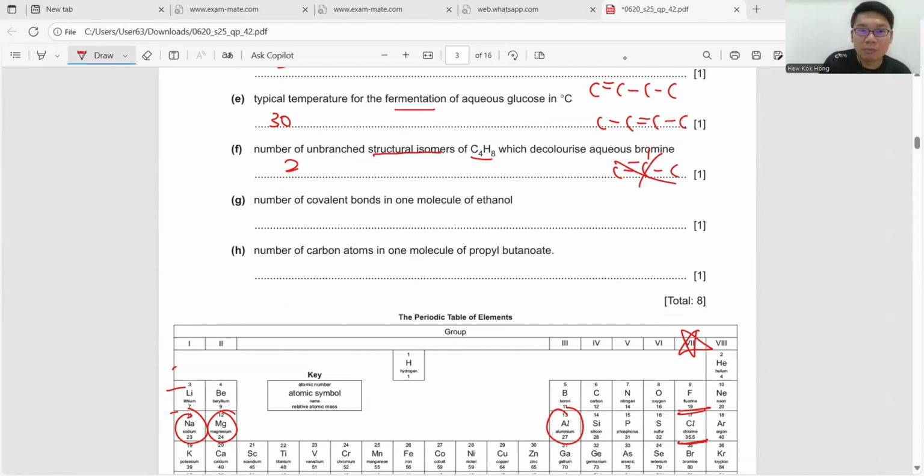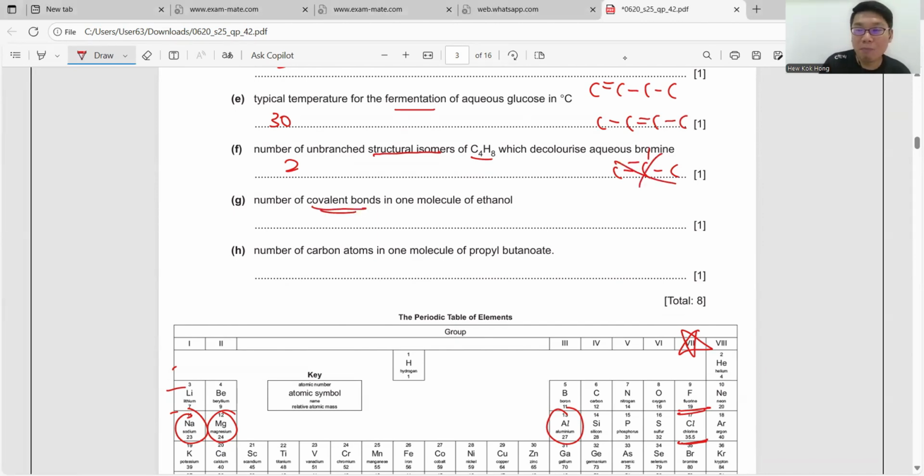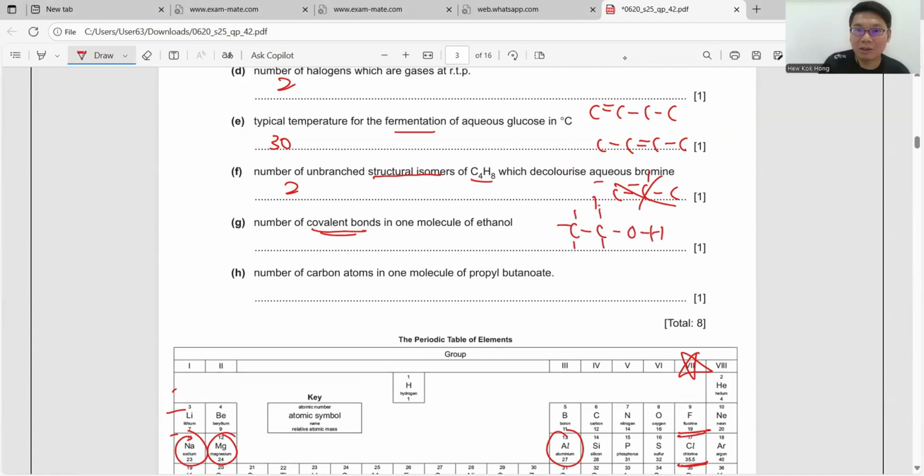Just 2. Number of covalent bonds in one molecule of ethanol. Ethanol has 2 C, 1 OH, then the other H. 1, 2, 3, 4, 5, 6, 7, 8. Number of carbon atoms in one molecule of propyl butanoate. Here we have 4 C, here we have 3 C, so total 7 C.